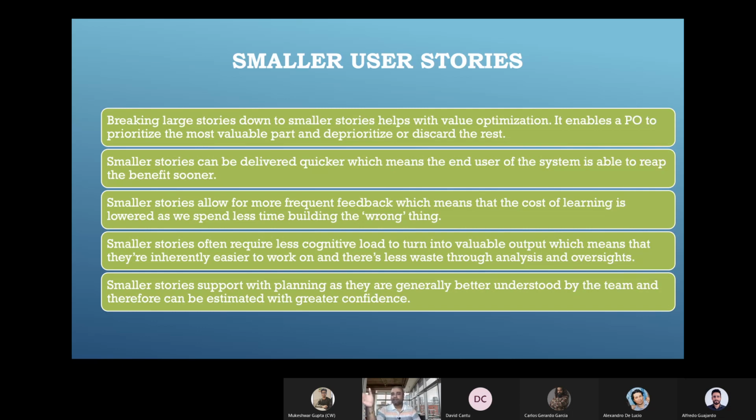Instead of having 21 story points in one single story, you may have 3 or 4 smaller stories that sum up to 21, 22, 24, whatever. Okay, so breaking a large story down into smaller stories helps with value optimization. It enables a PO to prioritize the most valuable part and deprioritize or discard the rest.